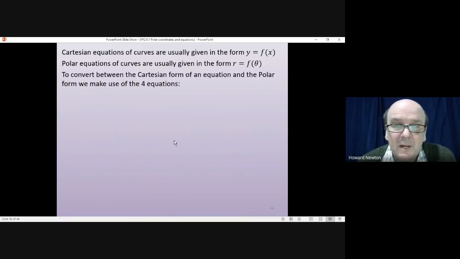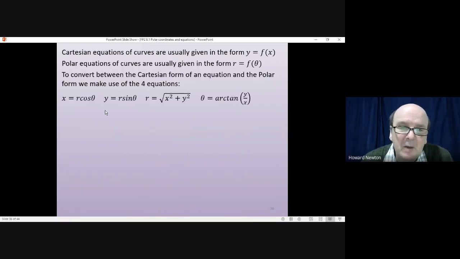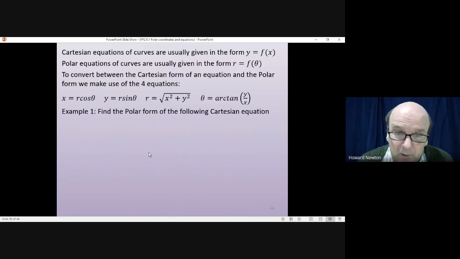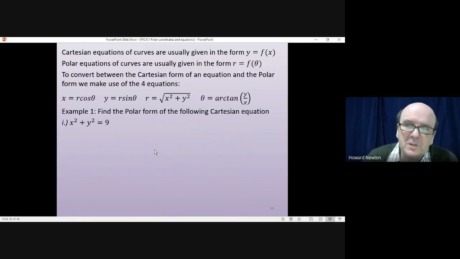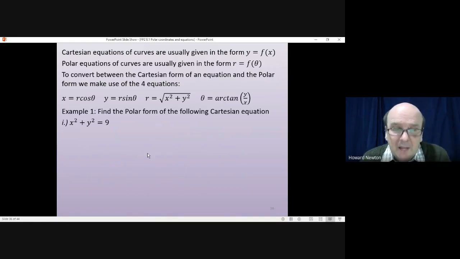To convert between Cartesian form and polar form, we make use of the 4 equations that we were looking at just now. Which ones of those equations you use will vary from question to question. So example 1, find the polar form of the following Cartesian equation, x squared plus y squared equals 9. Normally you'd be wanting to write r as a function of theta. In this case, it's possible to write r as a constant. Anyway, I'll let you have a go at finishing this question. So pause the video, have a go, and then come back when you're ready.